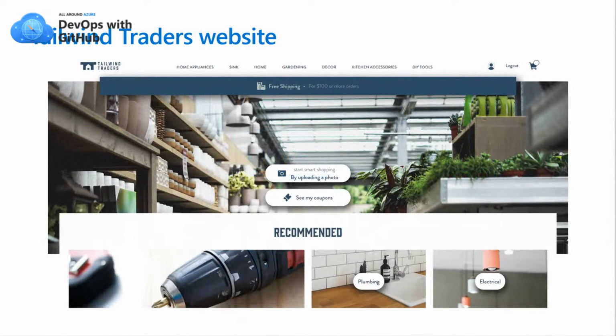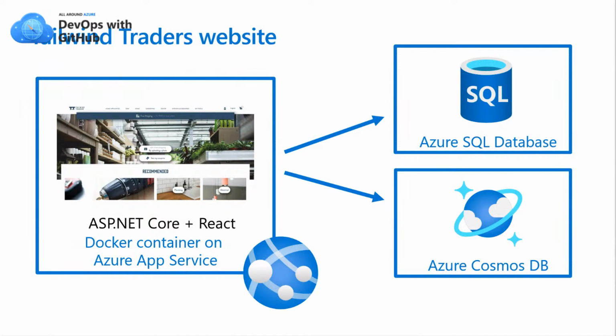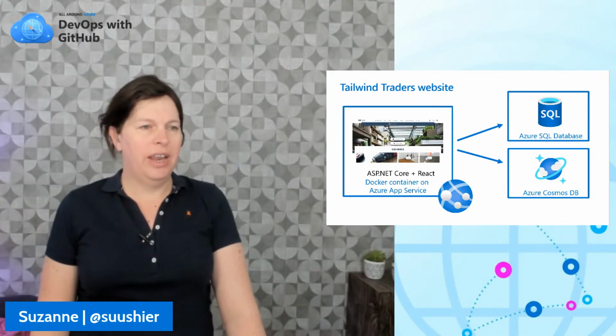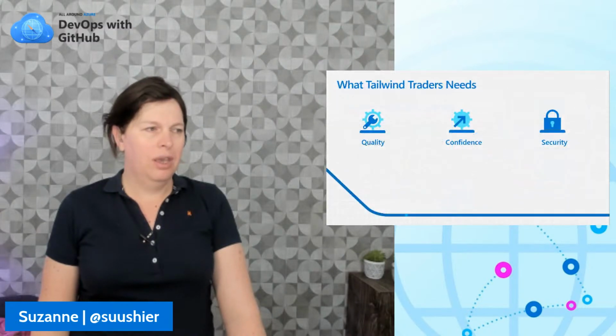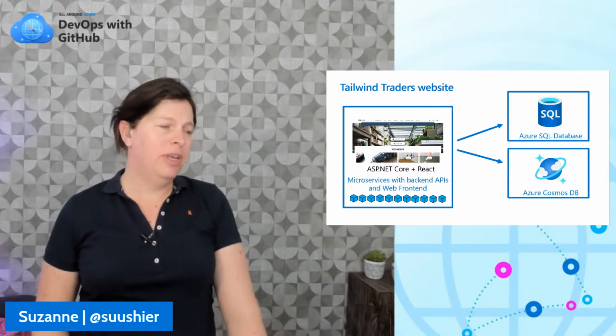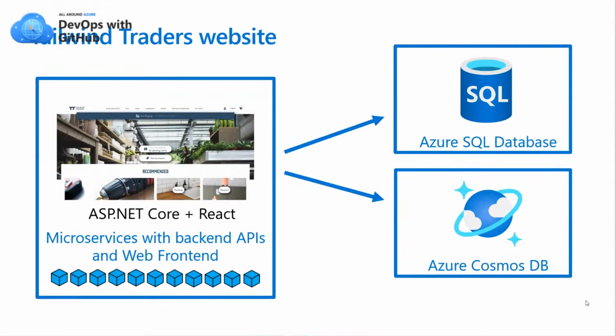So this is the Tailwind Traders website, and this is the application you by now might recognize a little bit. It is built out of an ASP.NET Core and React app. It has two databases, Azure Cosmos DB and Azure SQL Database, and it runs on web apps. Now they moved on to creating microservices. Let's take a look at what it looks like right now. As you can see, now the application consists of several microservices, 11 total, 9 for the application, and 2 to route the traffic. And it still uses the same database.